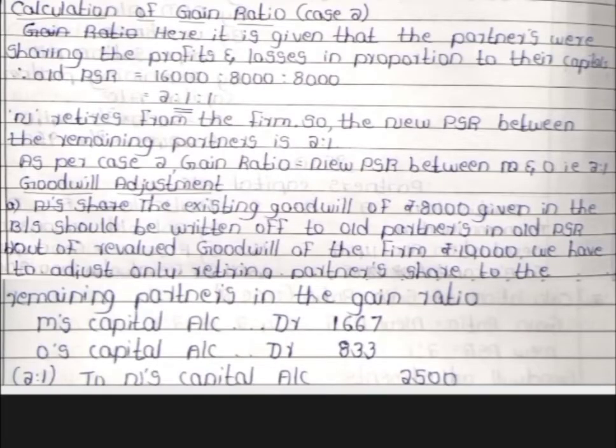The first working note is with regard to gain ratio. Case 2 is applicable here. It is given that the partners are sharing the profits and losses in proportion to their capital. So we have calculated here 16,000 is to 8,000 is to 8,000, which is simplified as 2 is to 1 is to 1. N is retiring from the firm, so the new profit sharing ratio between the remaining partners M and O is 2 is to 1. So as per case 2, gain ratio is equal to new profit sharing ratio, that is 2 is to 1. So this is the first working note.